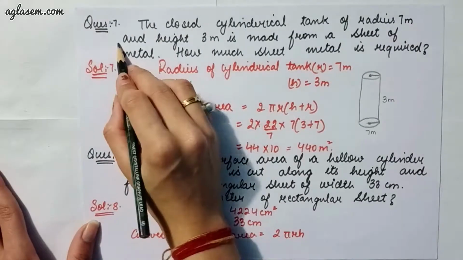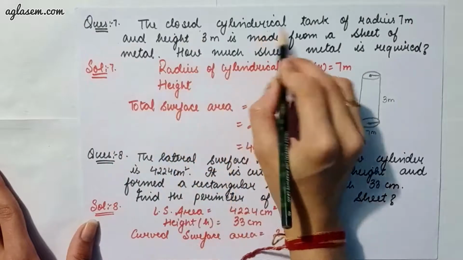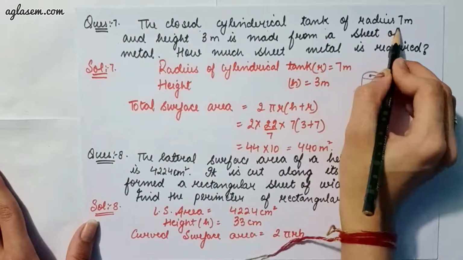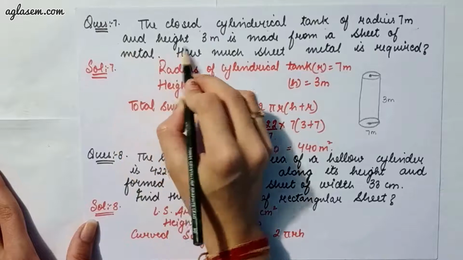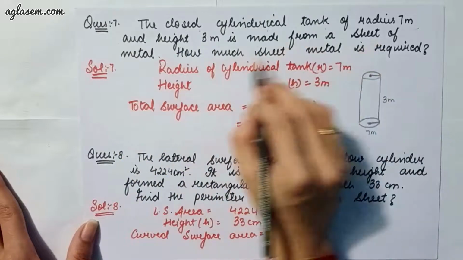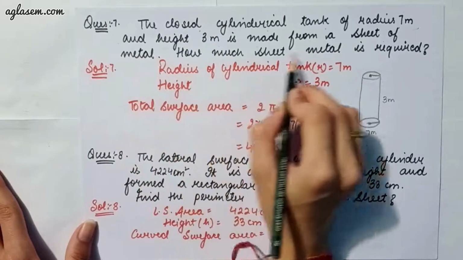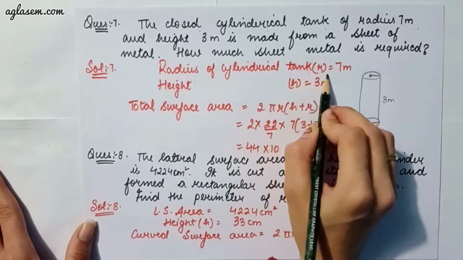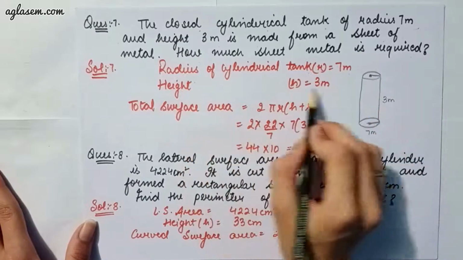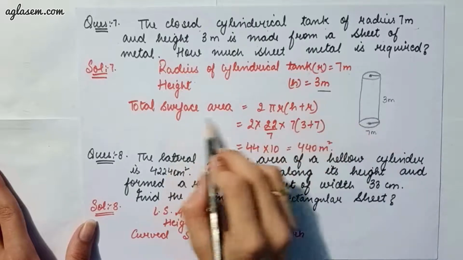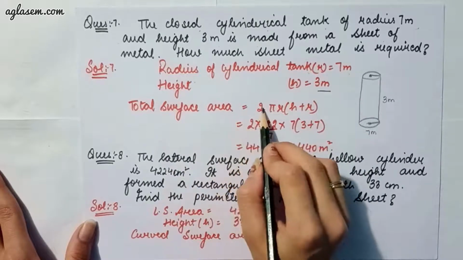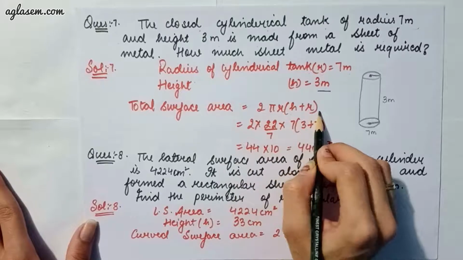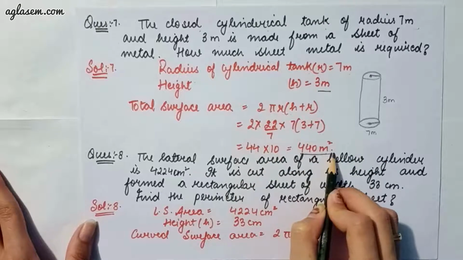Moving to our seventh question, which says the closed cylindrical tank of radius 7 meter and height 3 meter is made from a sheet of metal. How much sheet metal is required? So the radius of the tank, that is r, equals 7 meter and the height is 3 meter, which is given to us. Total surface area we can find very easily, that is 2 pi r bracket h plus r, which will give you 440 meters square.